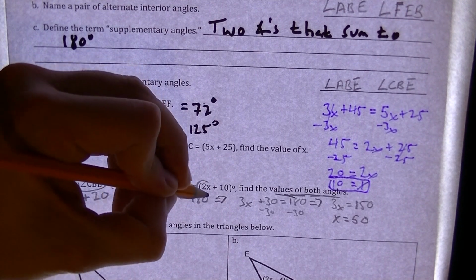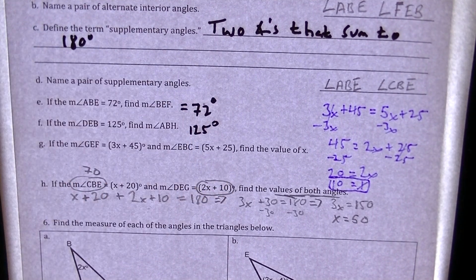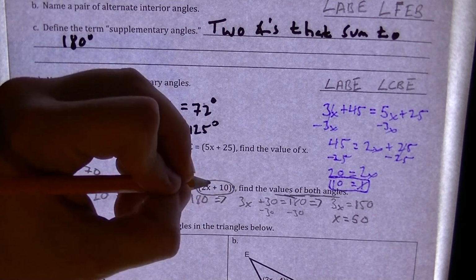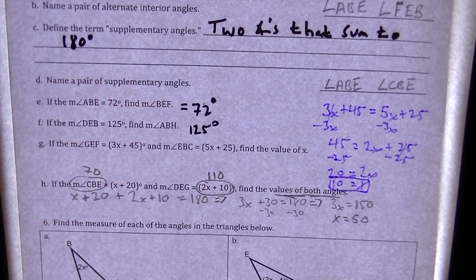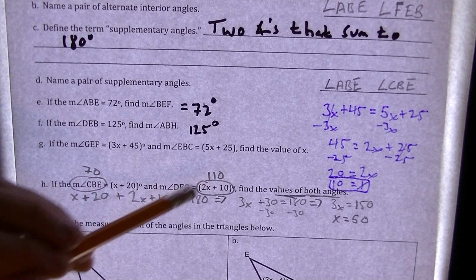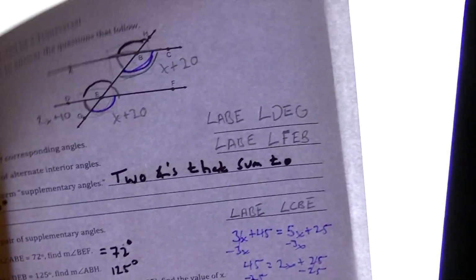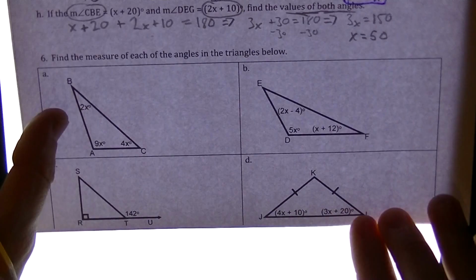And then I've got DEG over here. Well, 2x plus 10. 2 times 50 is 100. Plus 10 more is 110. And hey, that works out. 70 plus 110 gives me 180. Whew. All right. Almost done with this.